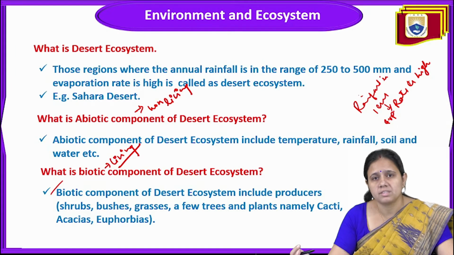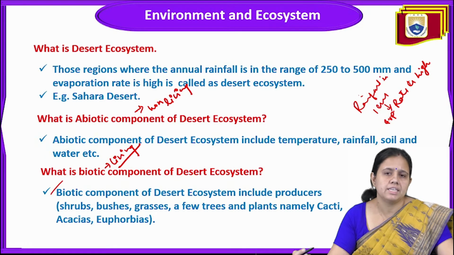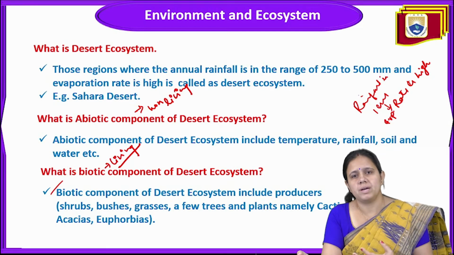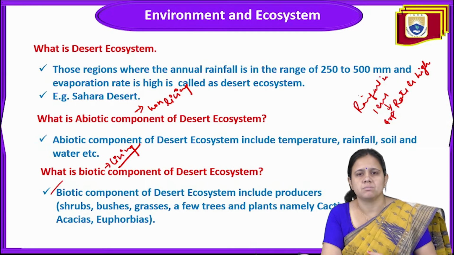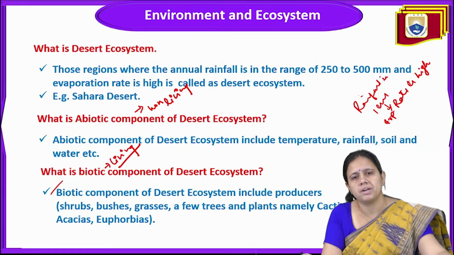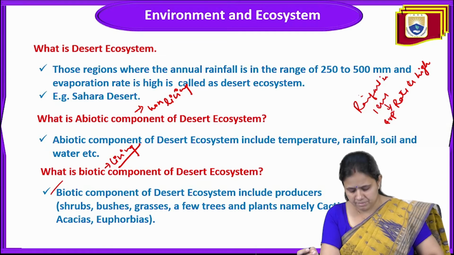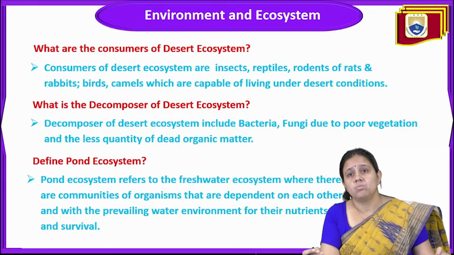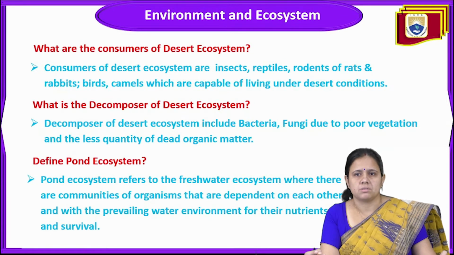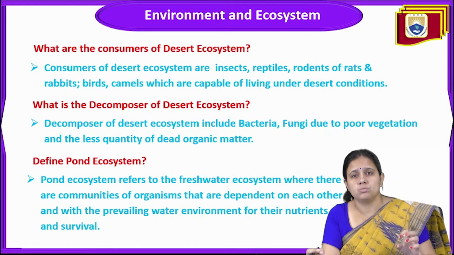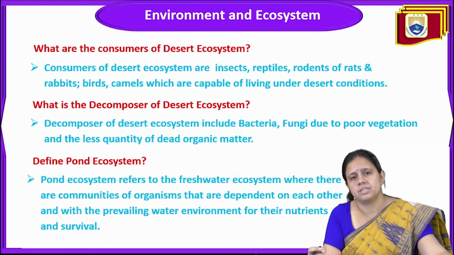For the survival of any species in an ecosystem, the connection with both components is very important, meaning their interaction with the abiotic and biotic factors of an ecosystem is very important. Now comes the next thing: what are the consumers of the desert ecosystem? What are the main consumers, the next trophic level of this desert ecosystem?